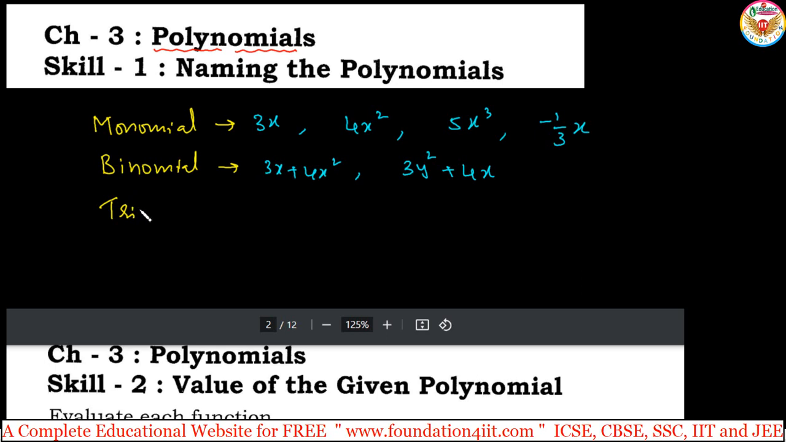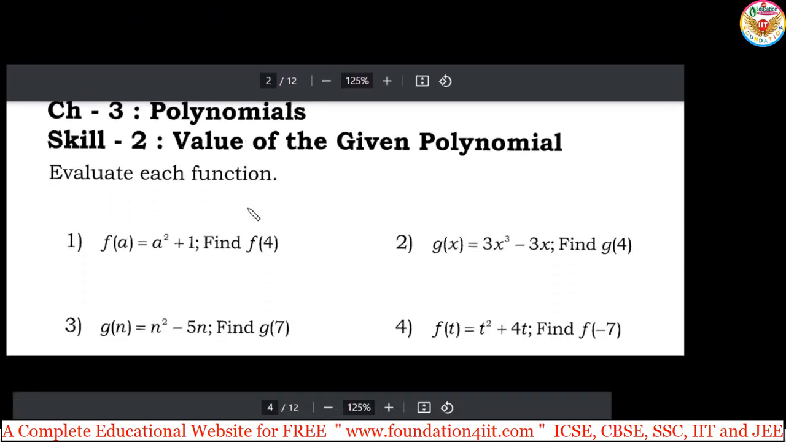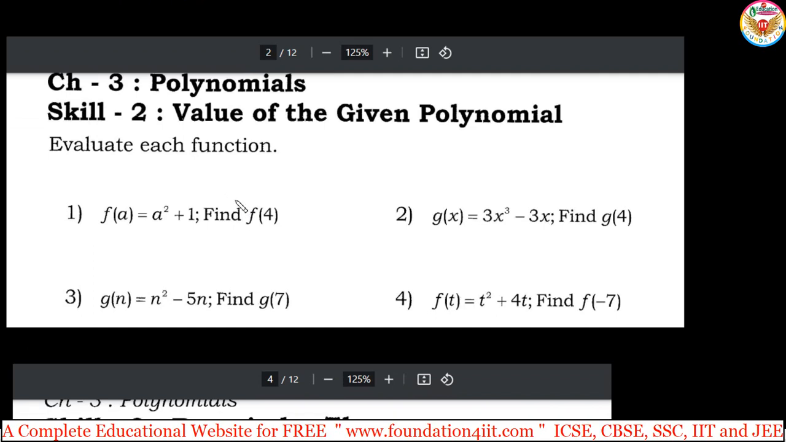And a combination of three terms is a trinomial. A trinomial is three terms. Let us take 3x plus 4x square plus 4x cube. Three terms, like x plus 2y plus z. So these are all examples of a trinomial. Poly is many. So more than three, we can take as a polynomial. These are just names based on the number of terms you can write.